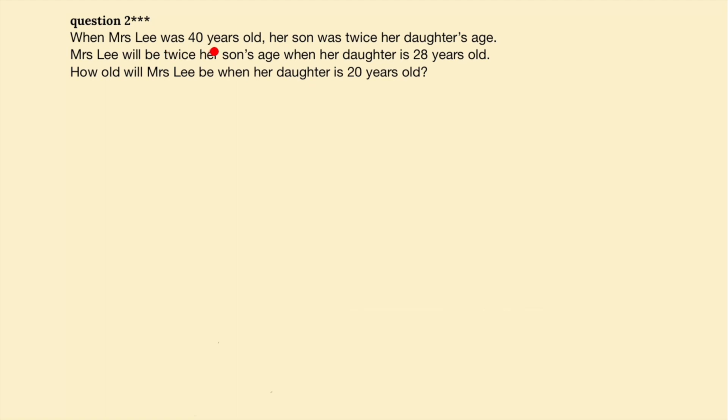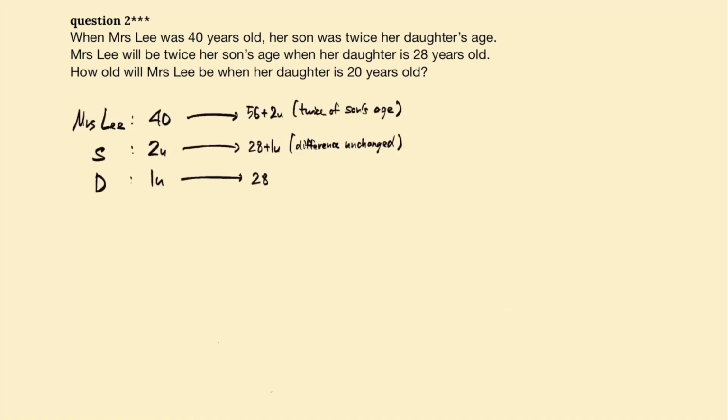When Mrs. Lee was 40 years old, her son was twice her daughter's age. Well, we've got 3 people involved over here. All right, so Mrs. Lee will be twice her son's age when her daughter is 28. Well, that's a lot of information. Let's have a diagram to keep things in check, yeah? So, Mrs. Lee, 40 years old, her son was twice her daughter's age. So, let the daughter be 1 unit. The son will therefore be 2 units. So do you see this part here, difference unchanged? Now look at the siblings' age difference, isn't it? The son is 1u older. When the daughter is 28, won't the difference be 1u older for the son? Yeah, absolutely. So what's 1u older than 28? 28 plus 1u.